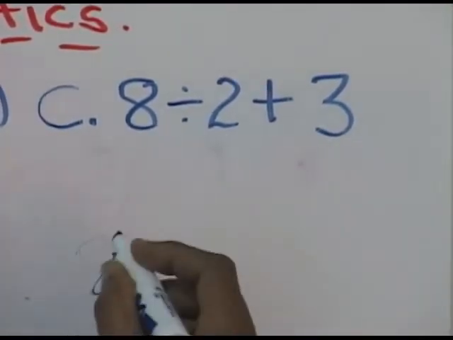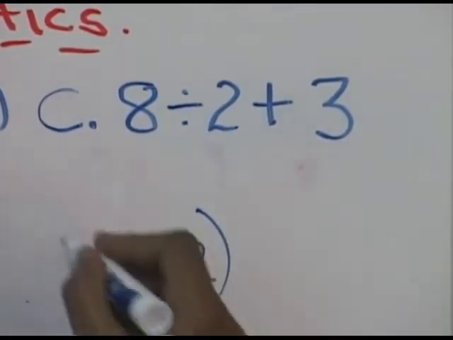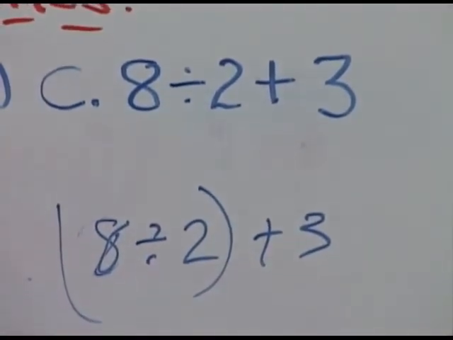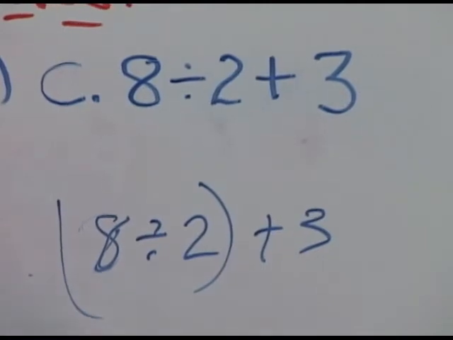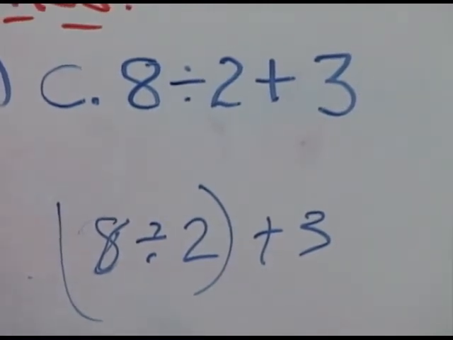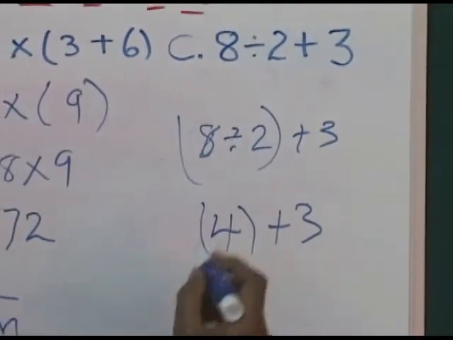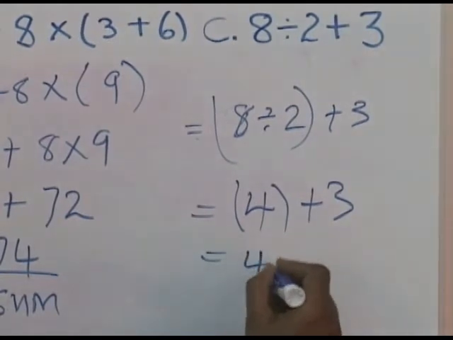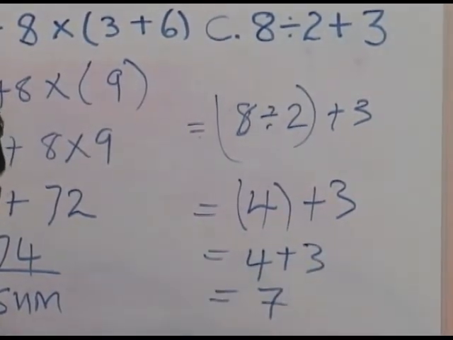So we can put a bracket here just to emphasize. You can do 2 and it is plus 3. And we can say 8 divided by 2. We'll get a quotient of 4 and it is plus 3. Okay, so from the brackets we're going to get 4, which is equal to 4 plus 3, which is equal to 7.